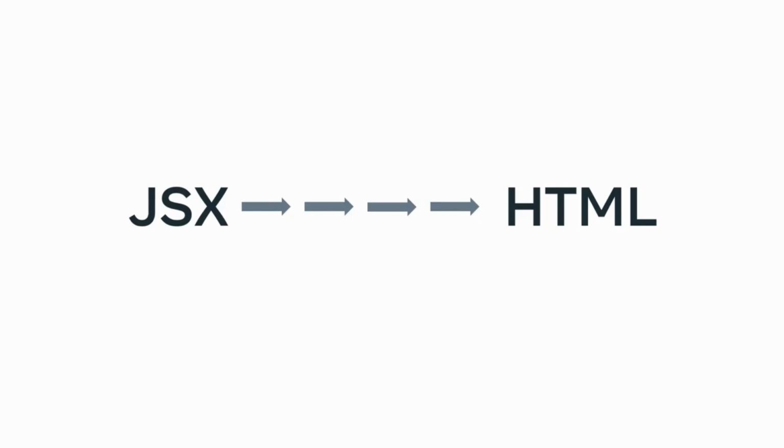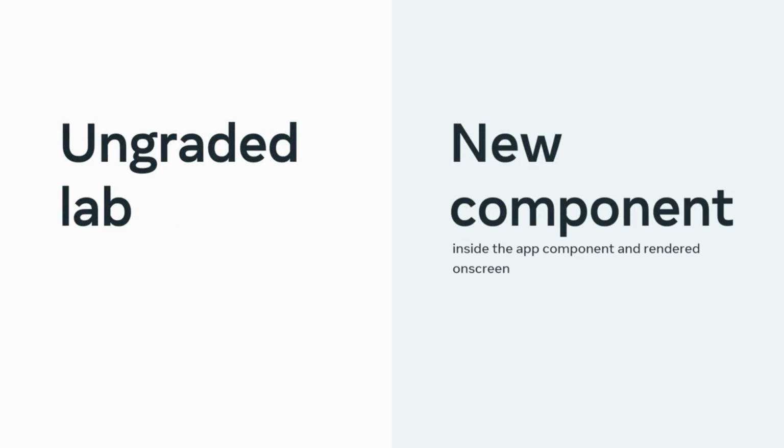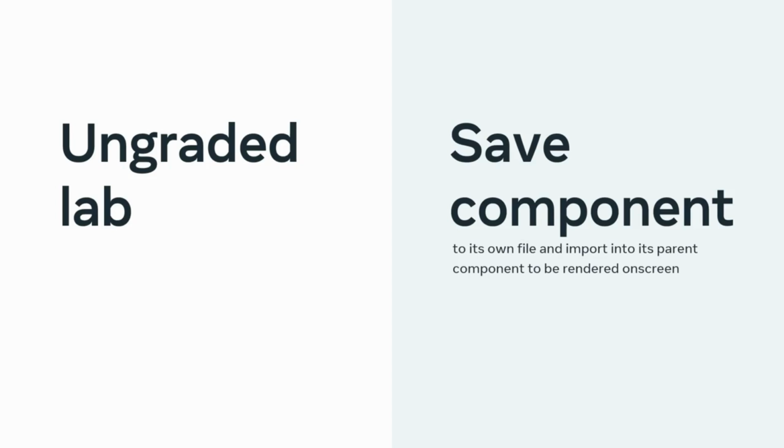You learned how to transpile it, in other words, convert JSX to HTML, which helped you to understand how a component is built. And in the ungraded labs, you learned how to build a new component inside the app component and have it rendered on screen, as well as how to save a component to its own file and importing it into its parent component so that it can be rendered on screen.